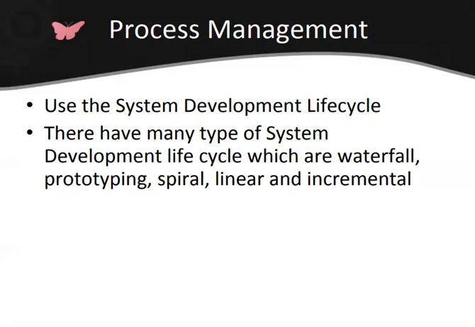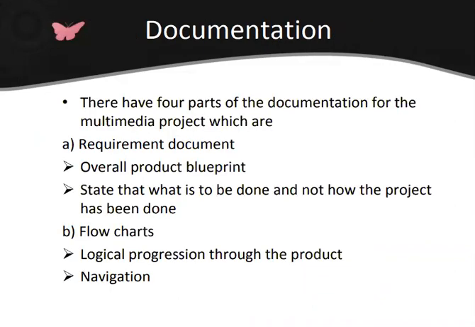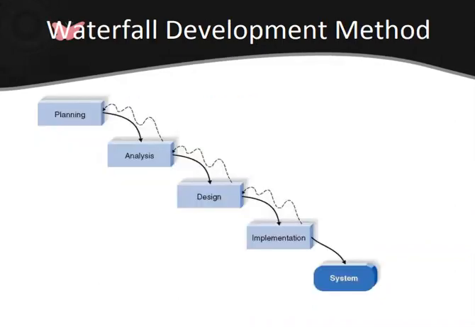If you want to develop a product, you need to select, or you need to know, what kind of development life cycle you have. This is an example of the waterfall development method, where it consists of why, what, where, how. Here you can say the planning, the analysis, design, implementation, and then finally the product. So this is the waterfall development method.